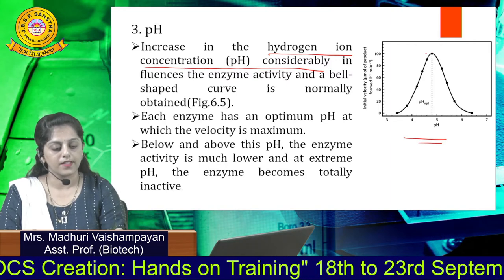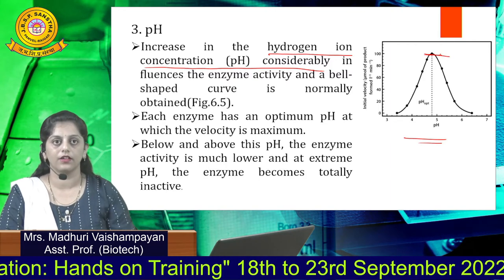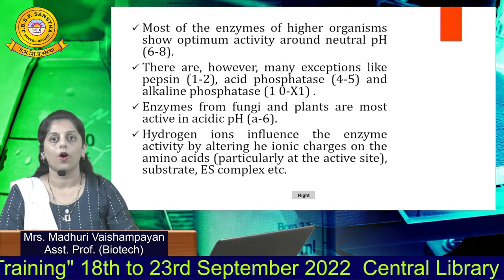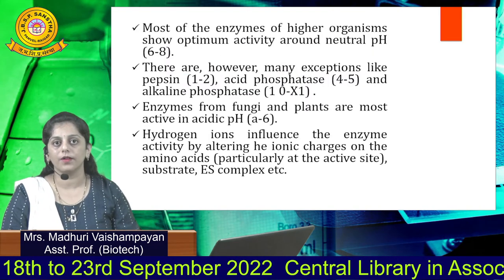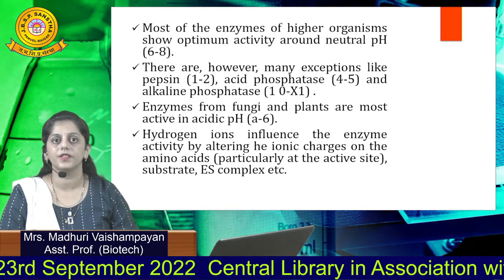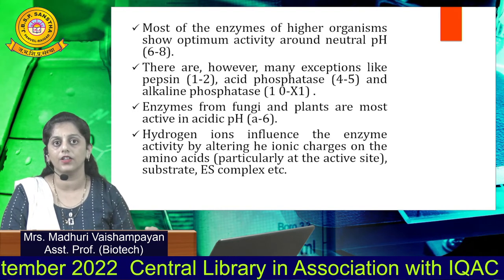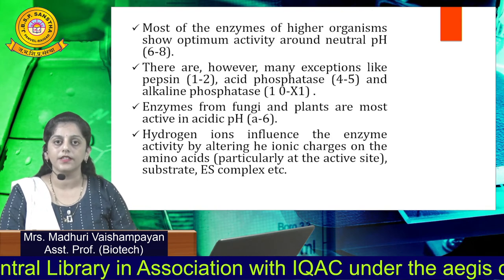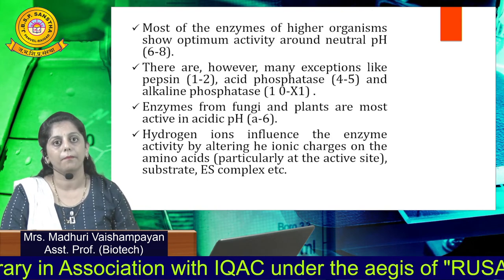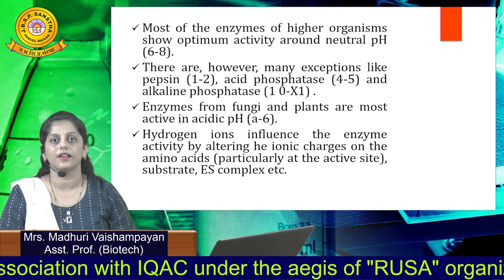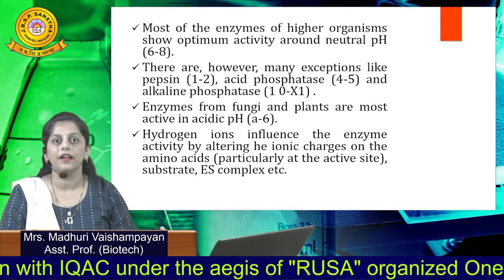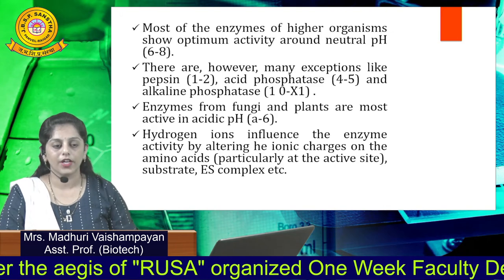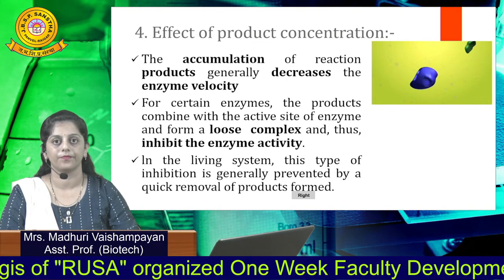The specific pH at which you see the maximum activity is considered the optimum pH. Most enzymes of higher organisms show their maximum activity around neutral pH, which ranges between 6 and 8. There are many exceptions too. Pepsin, phosphatases, and alkaline phosphatases do not follow the rule.